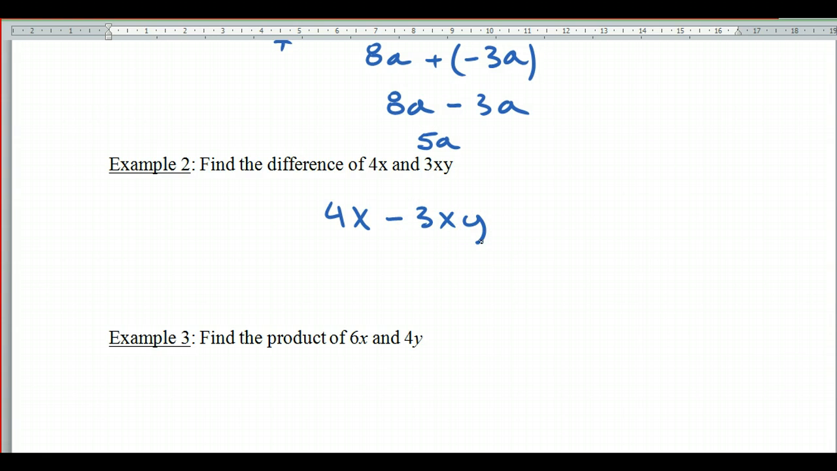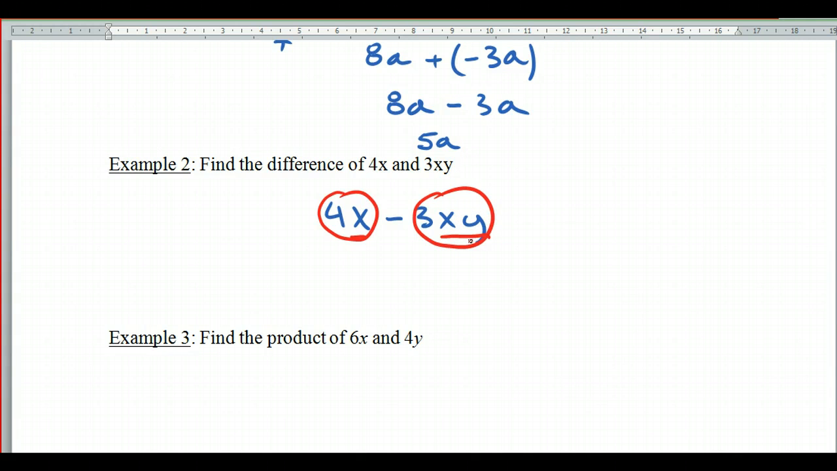Okay, there's a bit of a problem with this one. I hope you can spot it. And the problem is that our variables aren't the same. In this term I have an x, and in this term I have xy. So you can't really think of these as apples because they're not really the same thing, because this one has the y in it. And so how do we do this one? Well, we actually can't do this one. We would have to leave it as it is.